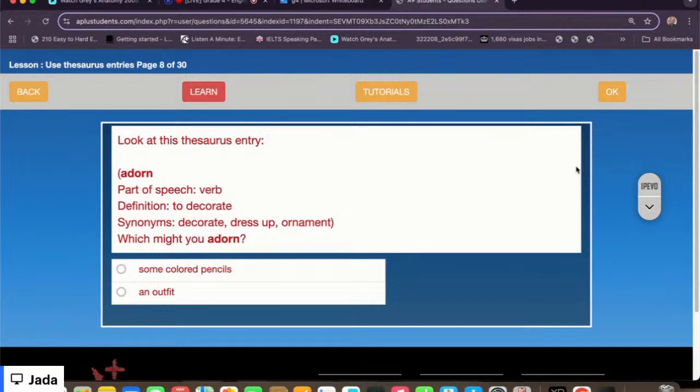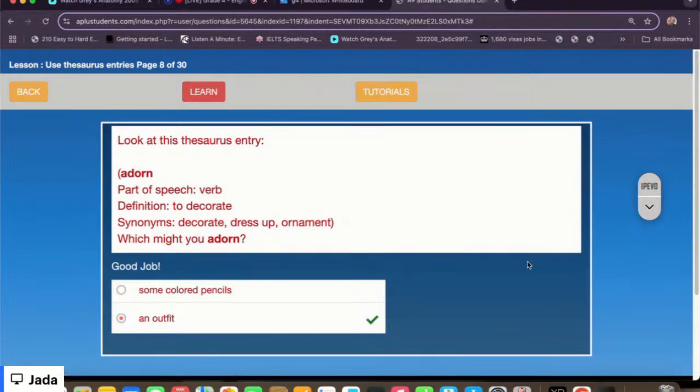So adorn, verb, to decorate, dress up, ornament. So which might you adorn? So which is the right one here? So is it some colored pencils or an outfit? So an outfit, because you can dress up or decorate.